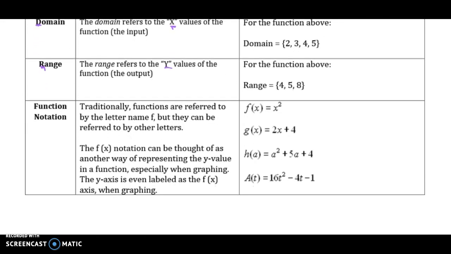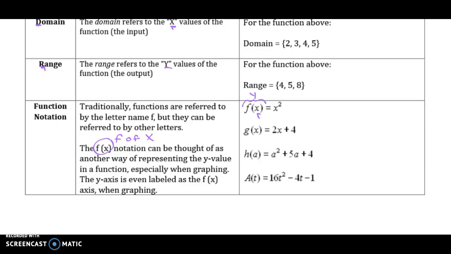And in function notation, traditionally a function is referred to by a letter name like f, but they can be referred to by any letter from the alphabet. And this notation is thought of as being another way to represent y equals. So it's just kind of like a fancy y equals. So it's read as f of x. And what is inside the parentheses tells you what the input is. And then the whole thing is your output or your fancy y.